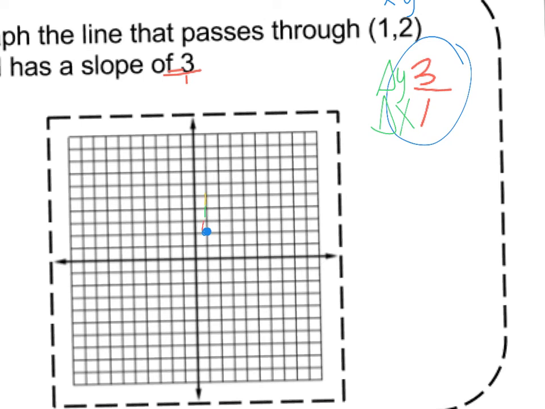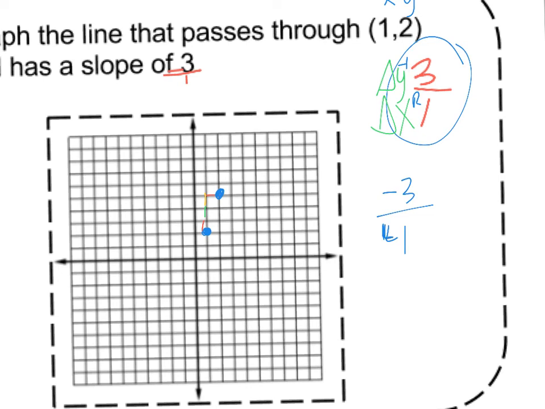So to find the next point, we're going to go up 3, and then we're going to go over 1. So that would be the next point on my line. We can also do the opposite sign of both to find a third point. So if I was going up 3 to the right 1, I can go down 3 and then to the left 1. This is an L for left.